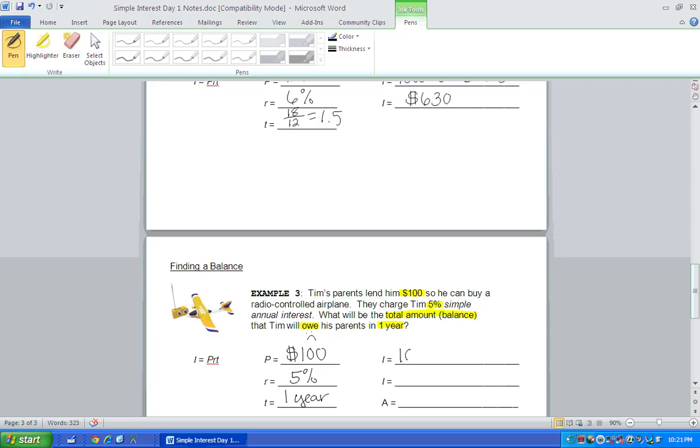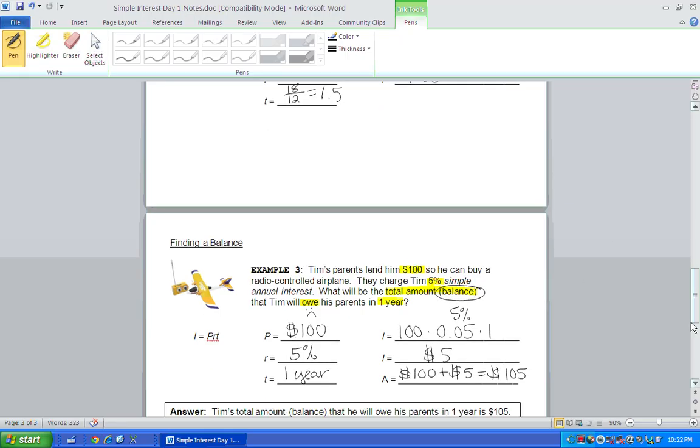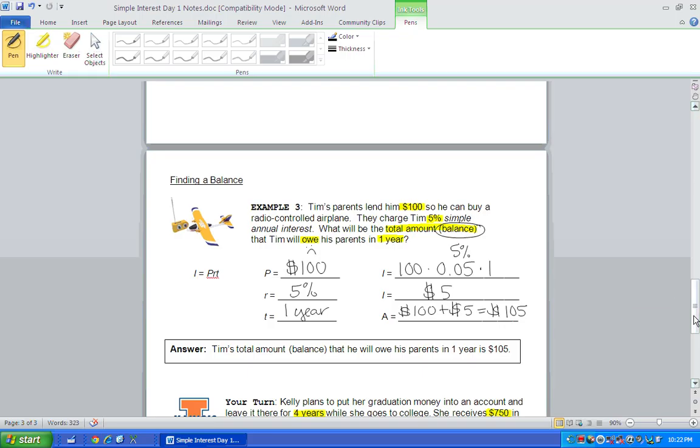So to find the interest, we're going to multiply principal times rate. 5% would be 5/100 times 1 year. So the interest here would be $5. But this example asked us to find the balance. And what that means is Tim is going to have to pay his parents back $100 for the radio-controlled airplane, but he's also going to have to pay $5 in interest because he borrowed that money. So at the end of the year, he's going to pay $105. So that's what that amount represents.